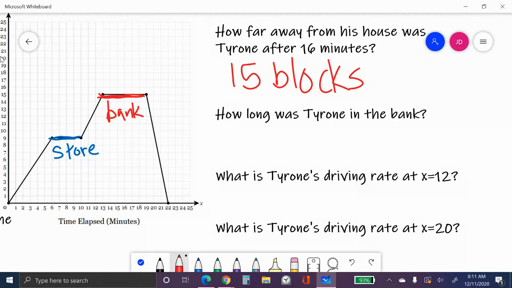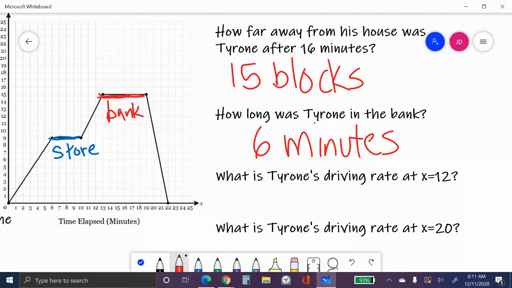How long was Tyrone in the bank? All right, let's take a look here. He was at the bank for 1, 2, 3, 4, 5, 6. It looks like 6 minutes. Double check. 1, 2, 3, 4, 5, 6. 6 minutes.